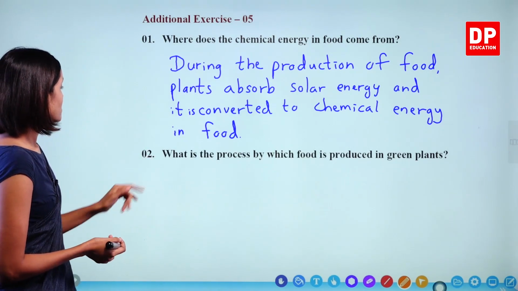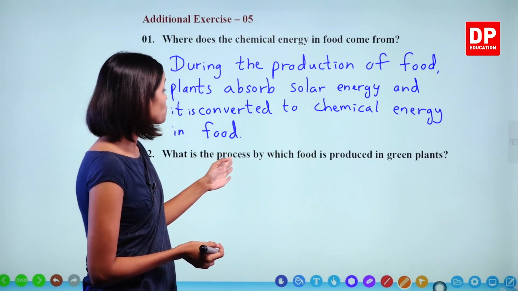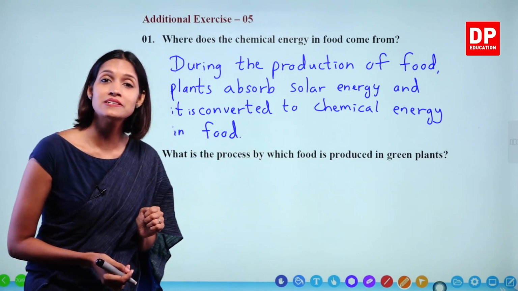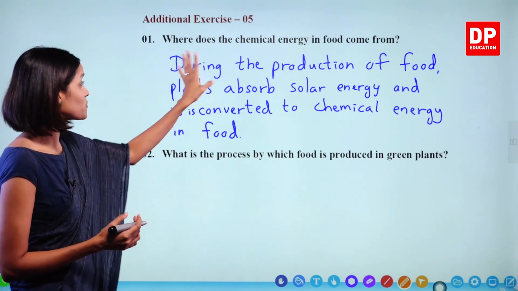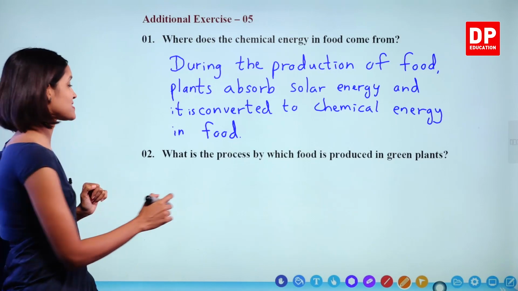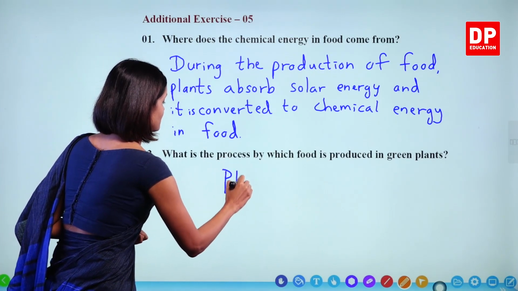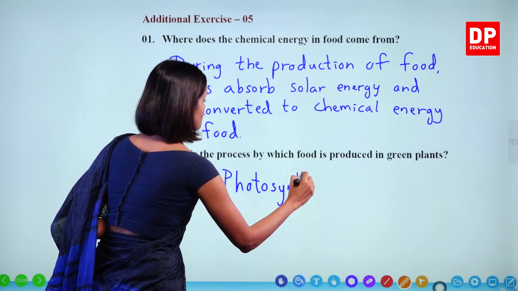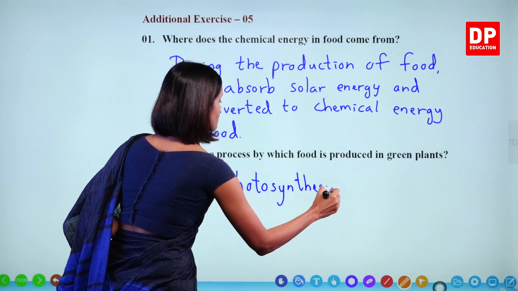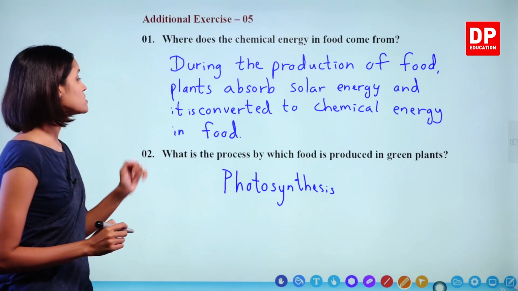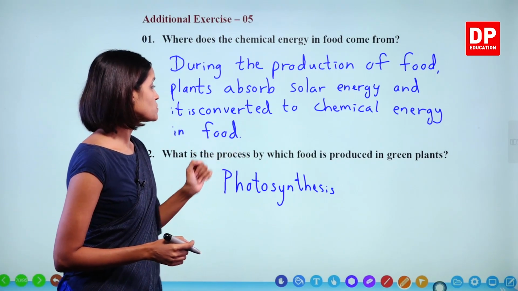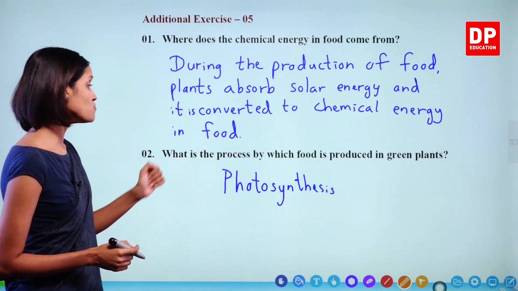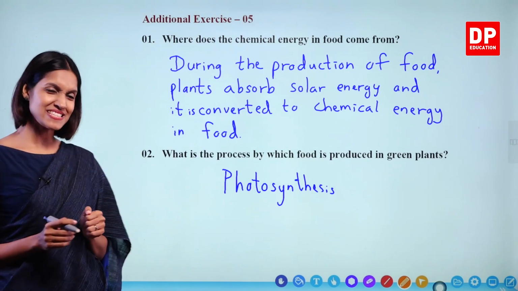Number 2. What is the process by which food is produced in green plants? What is the name given for this process, children? Photosynthesis. What is the process by which food is produced in green plants? That is photosynthesis. Understand?